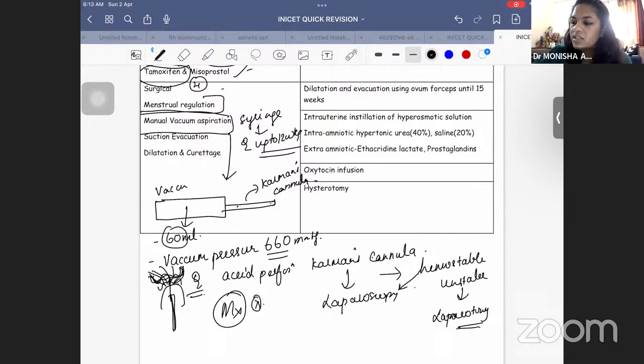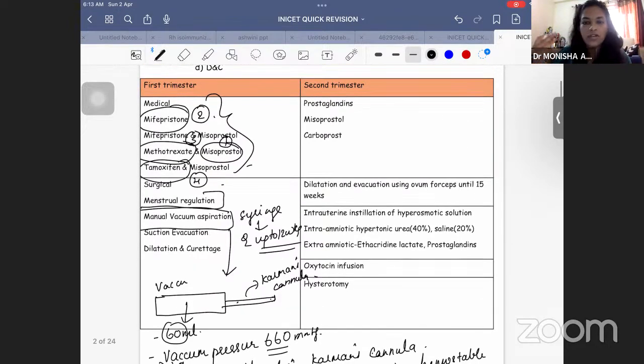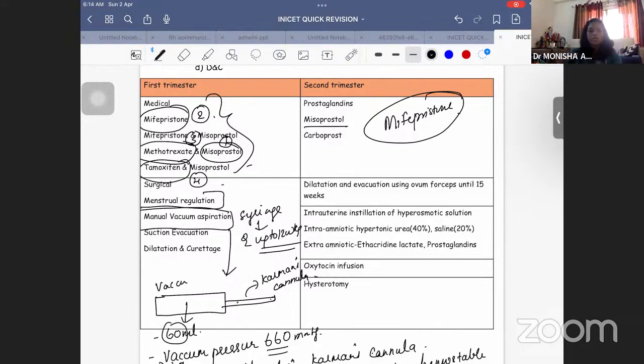Okay, this is another way of reading. The next important thing is about the second trimester. What are the drugs used in the second trimester? Misoprostol, which is used in the first, is also used in the second. Remember, mifepristone is not used in second trimester abortion. That is a very, very important thing you have to remember. So your revision should be in this manner. You understand what comes under the first, what comes under the second, and accordingly you can answer it.